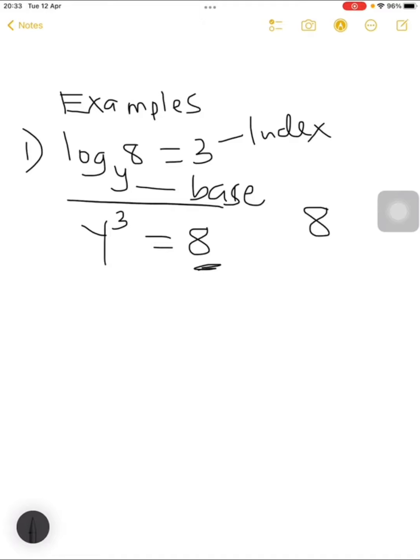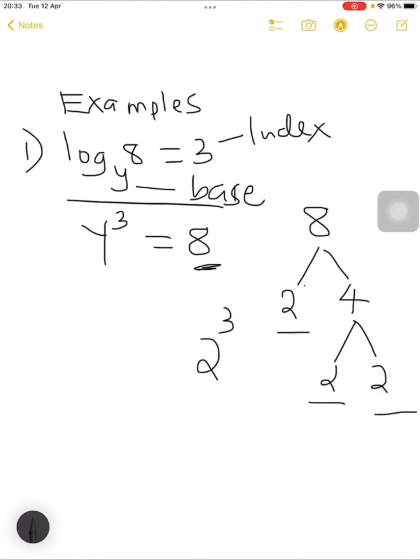But if you want to know how we've arrived at that, you can look into all the factors for 8. If we divide 8 by 2, we'll have 4. And if we divide 4 by 2, we'll have 2 and 2. So 8 is the same as 2 power 3. All of them are 2's, and how many 2's are there? We have 3 2's. So that's why we have 2 power 3.